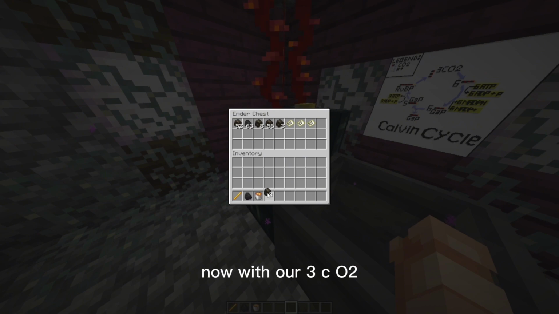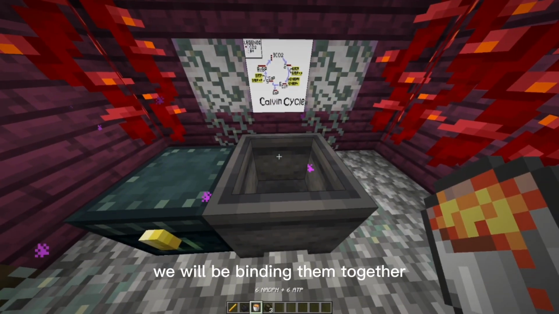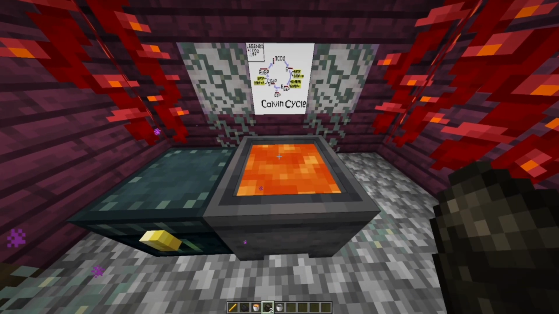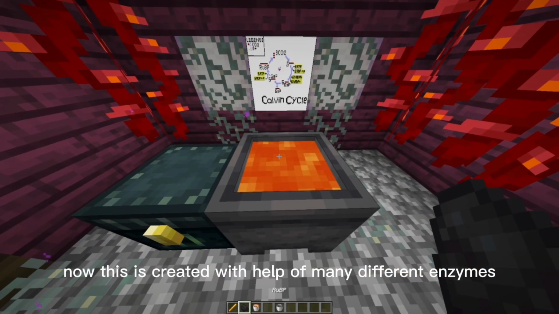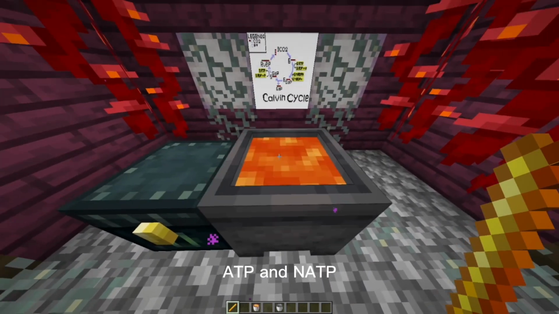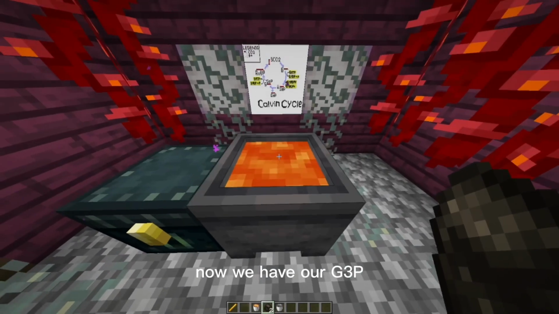Now with our 3 CO2 and our 3 RuBP, we will be binding them together, then breaking them apart again to make G3P. This is created with the help of many different enzymes and specifically energy from ATP and NADPH, which is our lava in this situation. Now we have our G3P.